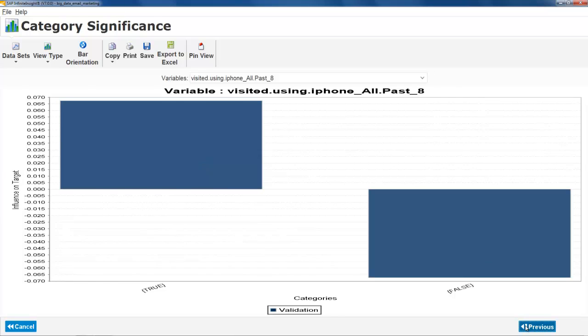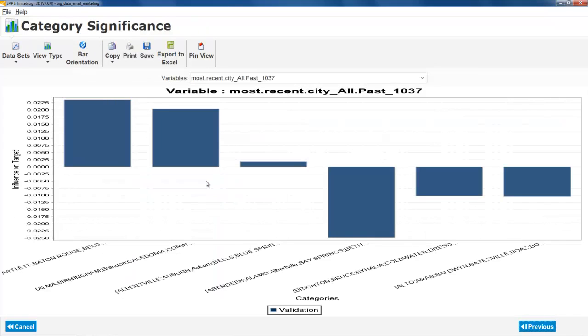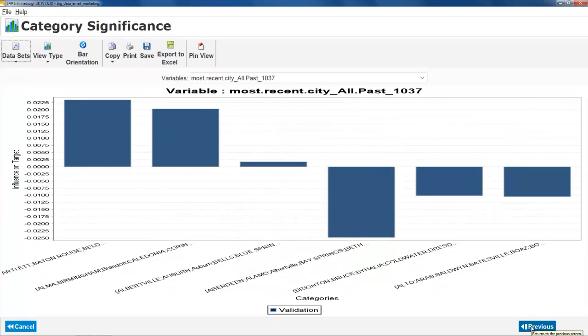Pretty cool. Let's go for a third one. For example, let's go for this one, the recent cities. So this one tells us that if the past emails were opened in these kinds of specific cities, then the customer will be more likely to open our email in the next 7 days.